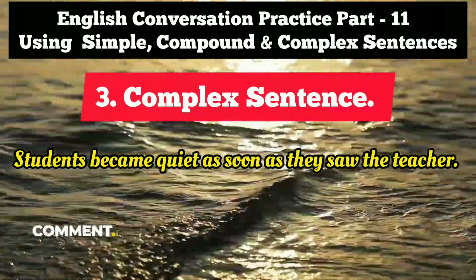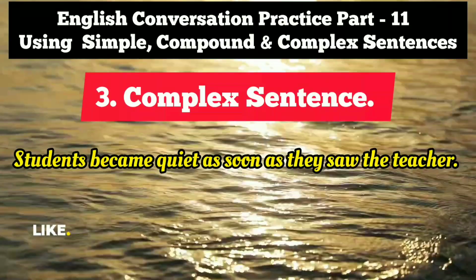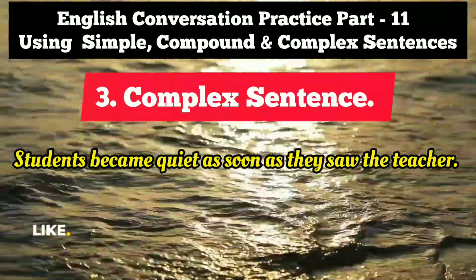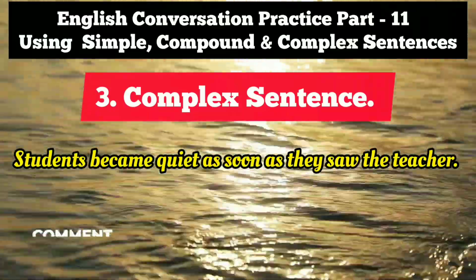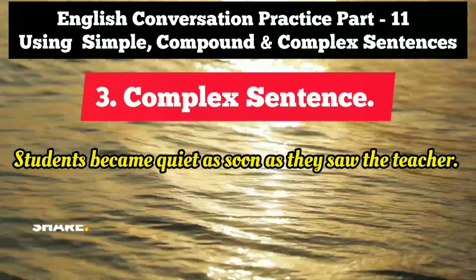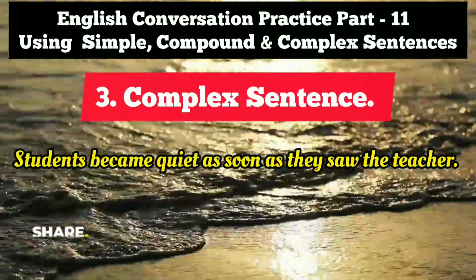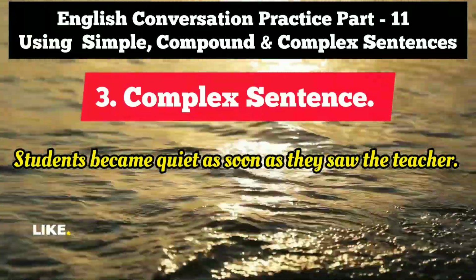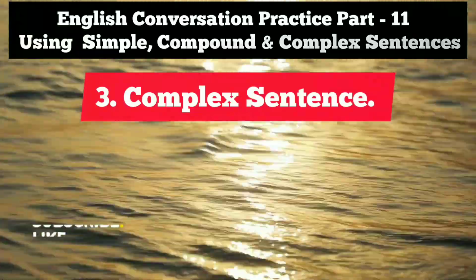It is a subordinating conjunction and I'm joining the rest part, that is the dependent clause. They saw the teacher. Okay, so students became white, why? As soon as they saw the teacher. As soon as is here the subordinating conjunction and I'm joining the dependent clause, that they saw the teacher, right? So like this way we can join and form a complex sentence.